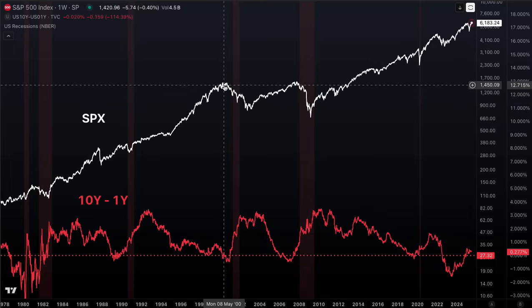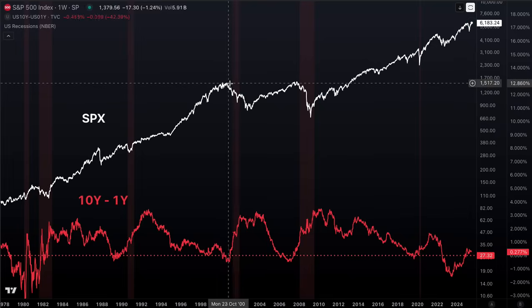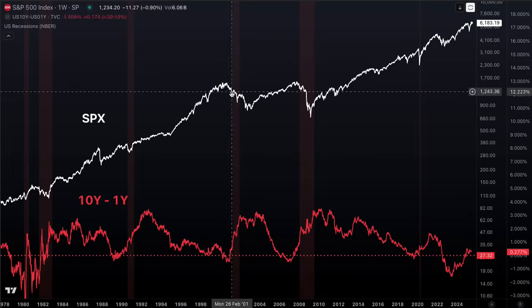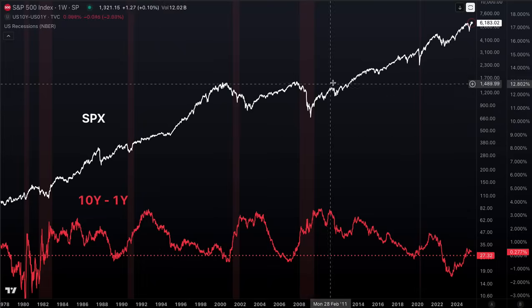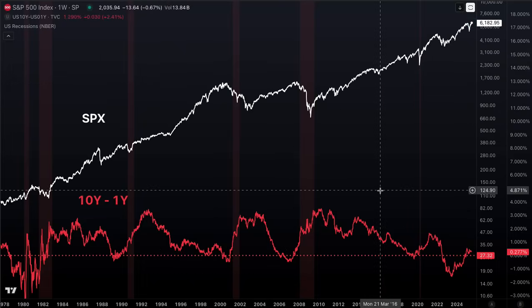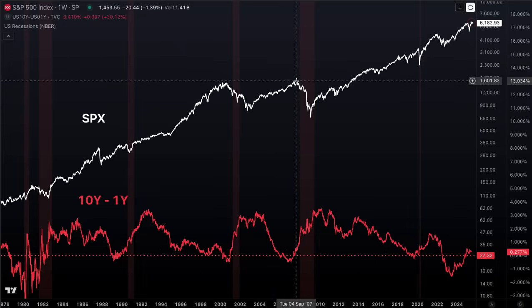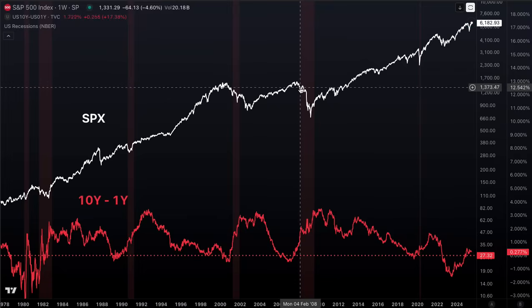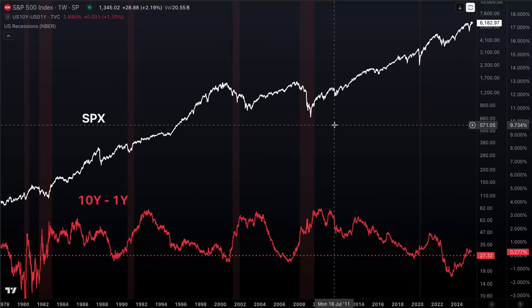The S&P 500 peaks before the recession even starts, right? We can see that going back all throughout history. Here, for example, before '08, the stock market peaked in the summer of '07, and the recession didn't start until February of 2008. So 6 months or so.